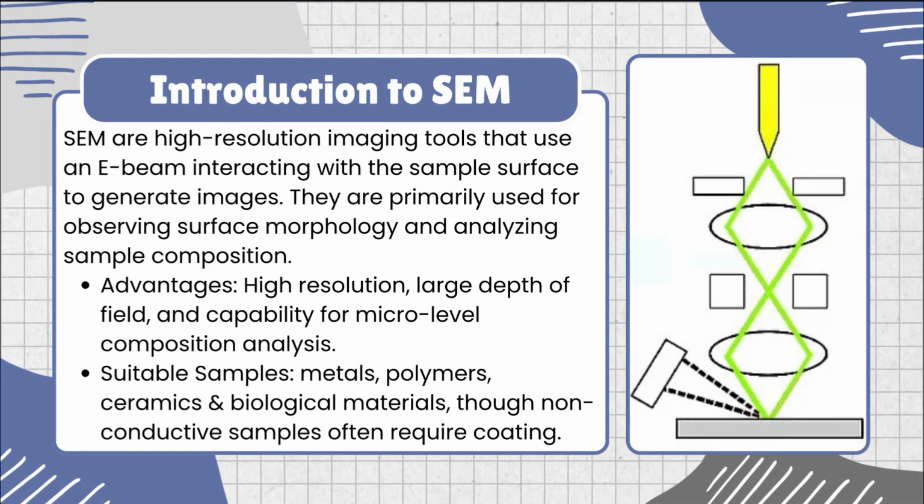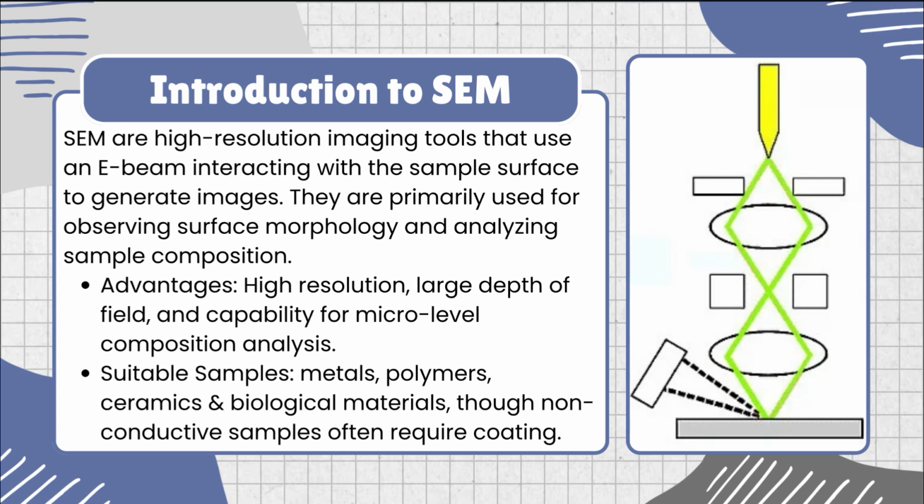Okay, so next I will introduce scanning electron microscopes. Scanning electron microscopes are high-resolution imaging tools that use an electron beam interacting with the sample surface to generate images. They are primarily used for observing surface morphology and analyzing sample composition.